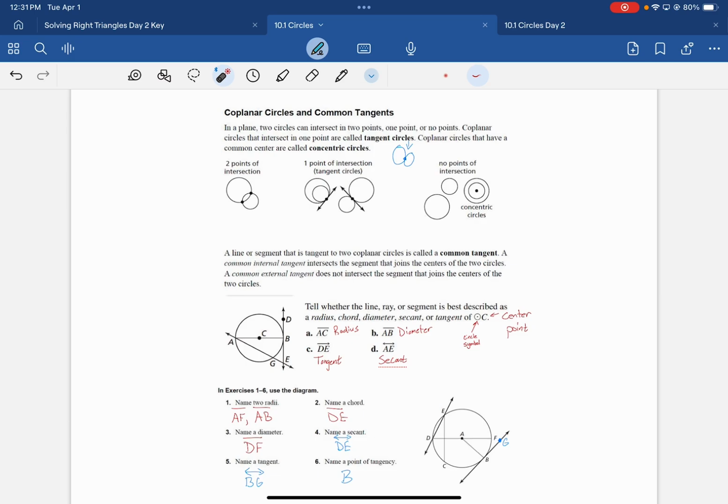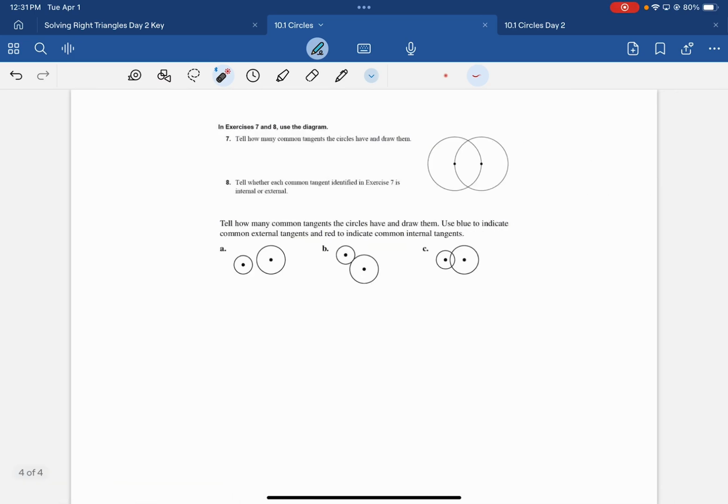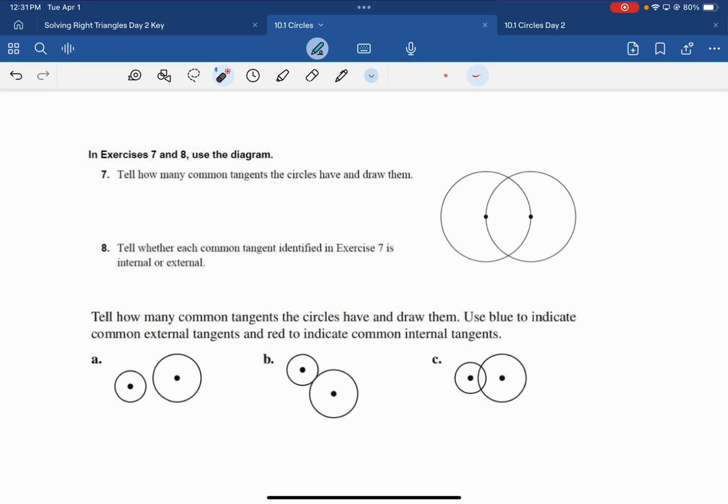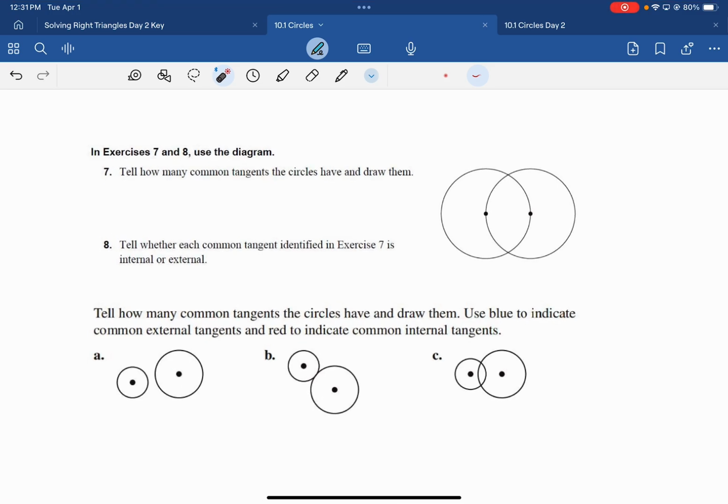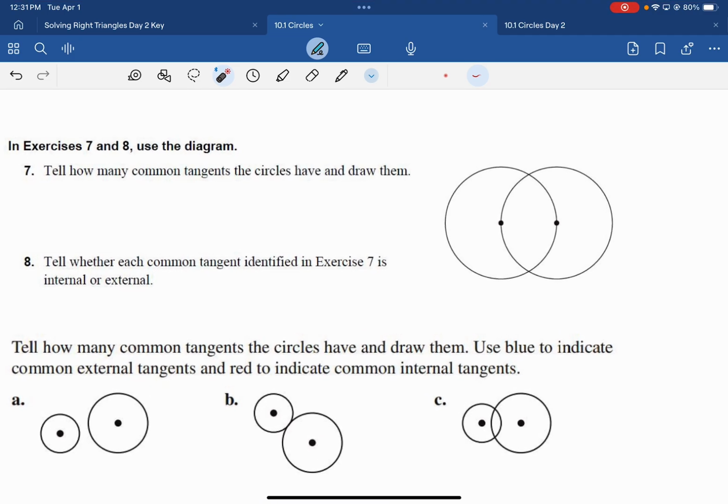All right, so let's go to the back and we'll talk about common tangents. It's easier for me to just show you what common tangents are rather than try to explain it. But let's think about it. A tangent intersects in how many spots on a circle? Once. So a common tangent intersects two different circles one time on each circle. Let me work number 7 with you so you can see what that looks like. It says, tell how many common tangents the circles have and draw them.